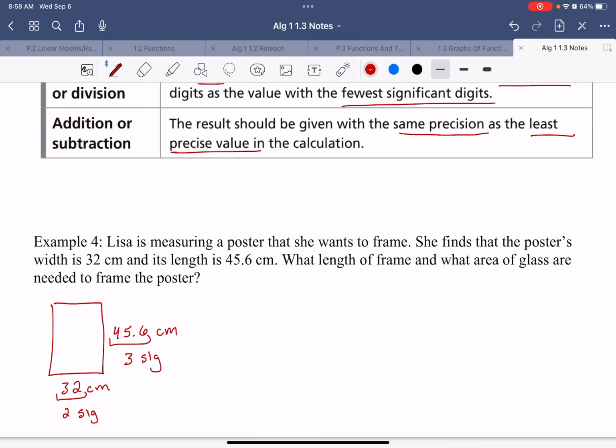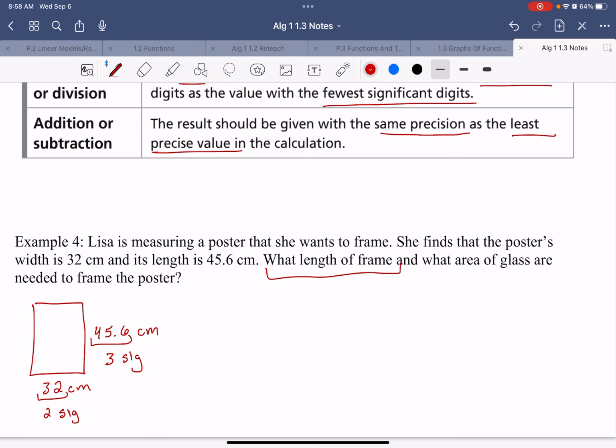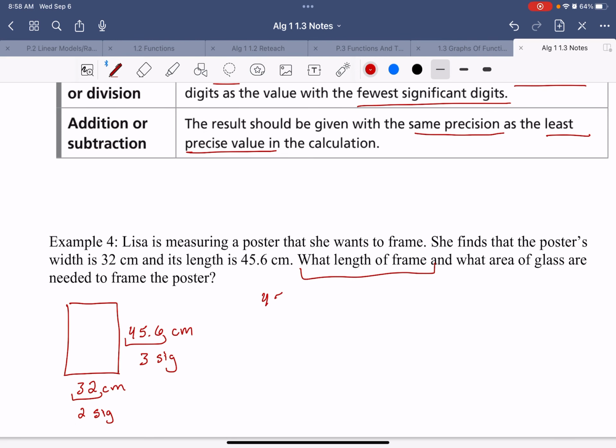What is the length of the frame? So I want to know the length of the frame all the way around. So what is this length of my frame? How much framing material do I need? So let's go ahead and do the length of the frame first. So we're going to have to add them all up. 45.6 plus 32 plus the other side over here, which is 45.6, plus this other side, which is 32. Okay. So here I'm adding.